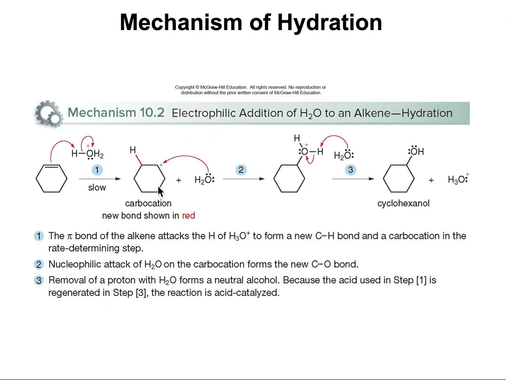Remember that carbocation is planar, the sp2 hybridized carbon is flat, and so the water could attack from either the top and the bottom. And the last step will be the deprotonation of that water to end up with an alcohol, right? With an uncharged species.